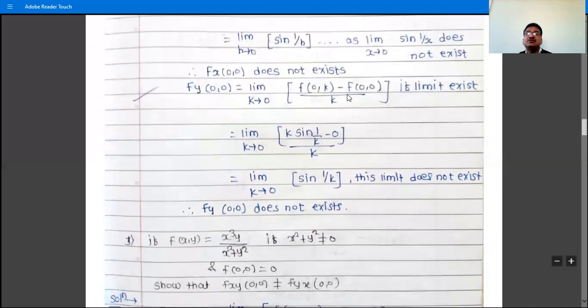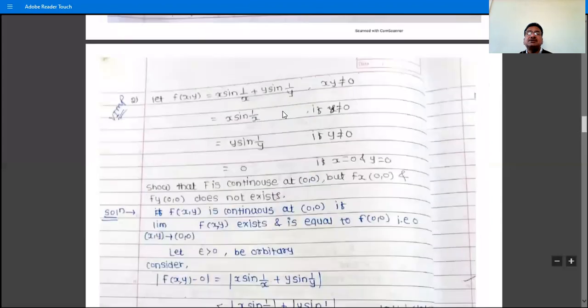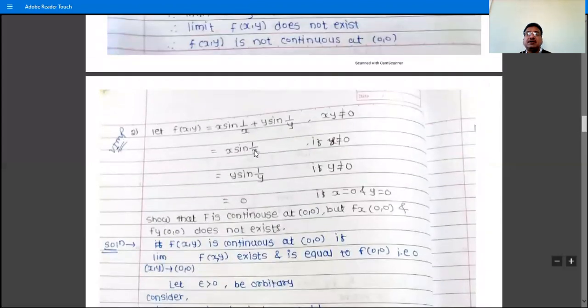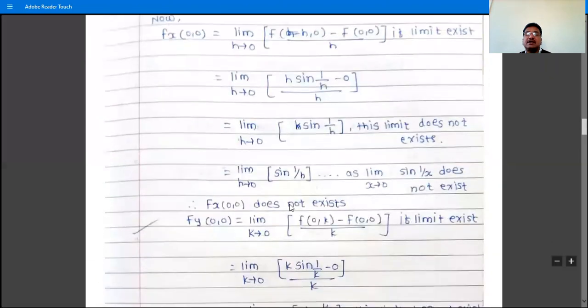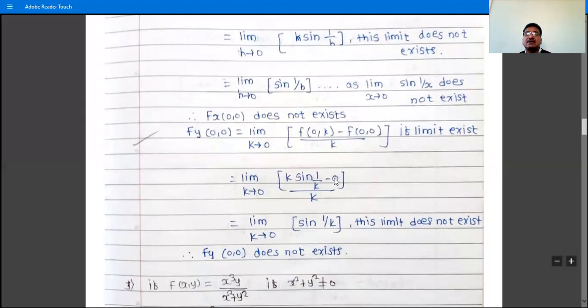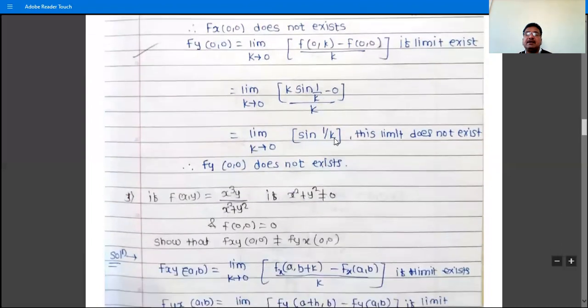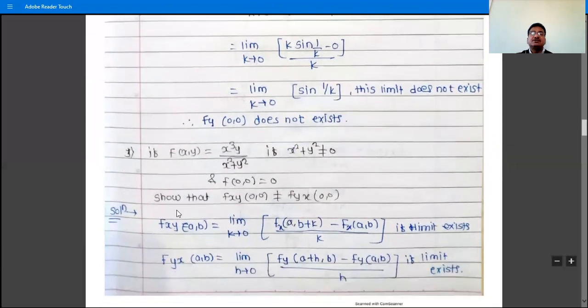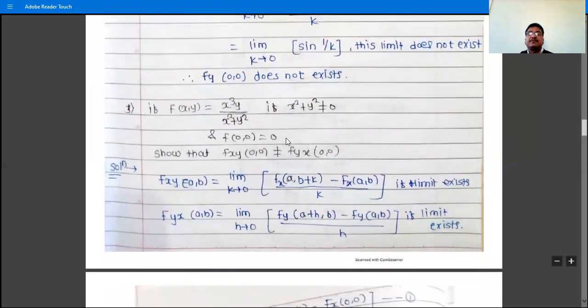Similarly, fy 0, 0 is this, and then substitute the values. Use this definition for f of 0k, where y is not equal to 0 and x is 0. So the value of f of 0k is k sine 1 by k. F of 0, 0 is 0, divided by k, and this limit again does not exist, therefore fy 0, 0 does not exist. Similar problem: fxy is x cube y divided by x square plus y square, where x square plus y square is not equal to 0, and f of 0, 0 is 0. Then show that fxy 0, 0 and fyx 0, 0 do not exist.